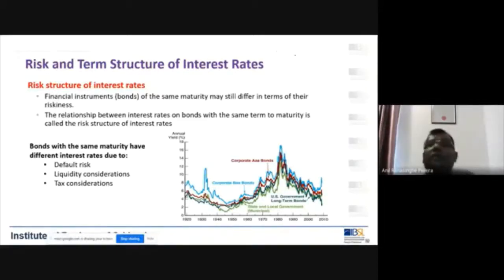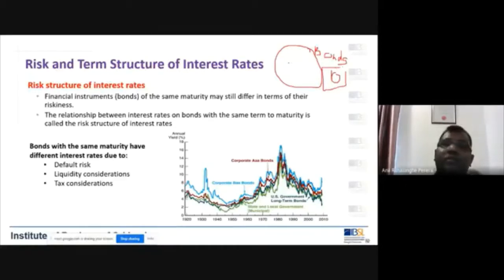For example, if you take bonds, this universe is bonds, right? And let's say all these bonds have 10-year maturity. All bonds are 10-year maturity. But if you take their interest rates, these interest rates are different. They are not equal. Why are these differences there? We observe these different interest rates are there because of the differences in risk. Risk levels are different from one to another.